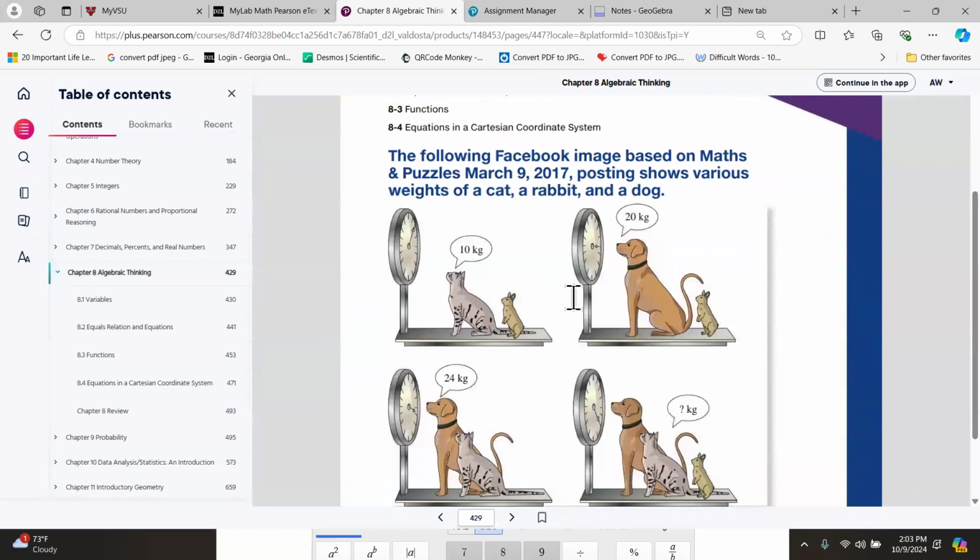This is a very nice problem. Some of you have seen it in social media with pictures like this. I have a dog, I have a rat, I have a cat, and their weights. Okay, the cat and the mouse is 10 kg. The dog and the mouse is 20 kg. Maybe one day we'll work on it. Maybe in class, maybe online, we'll find out. So this is what this section is about.